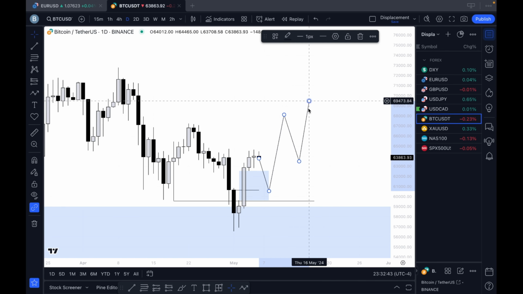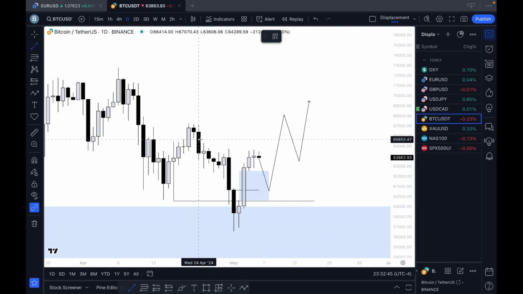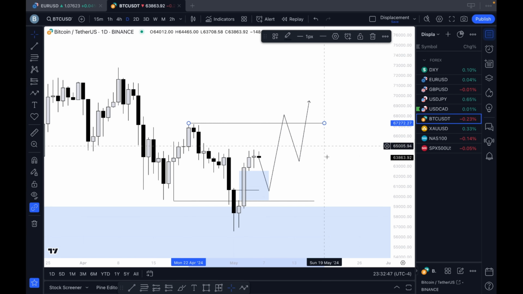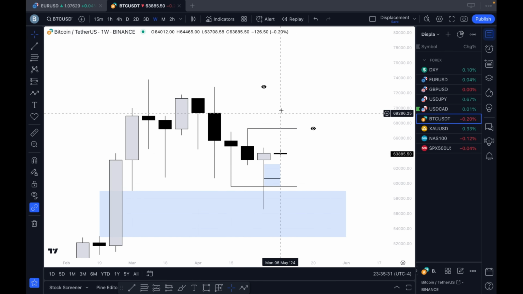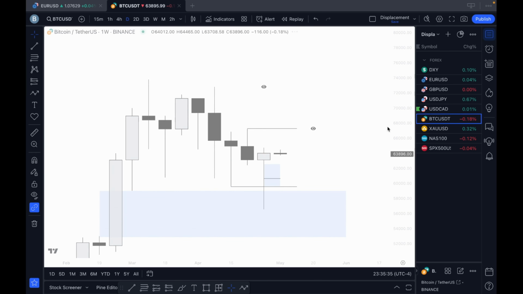This high will be the best round liquidity we have, and the ultimate target would be these highs. That's my long-term target, but in the short term I will be targeting these highs, that is $67,272, right? So that's the idea in my mind in BTC USDT.